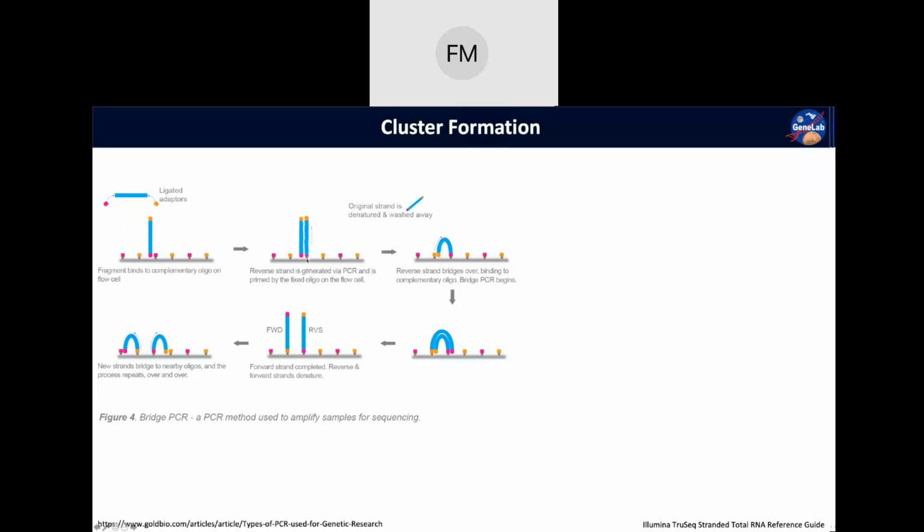And then what happens is something called cluster formation. Let's say that this pink here is P7, so then we have the P5 region here. So that will bend over. And again, there's fluid flowing through this, so these are wobbling around, and eventually it'll find its way down. And once it does, it'll hydrogen bond to its complement here, which again is also covalently linked to the flow cell. And so that's going to bend over, and then a copy is going to be made.